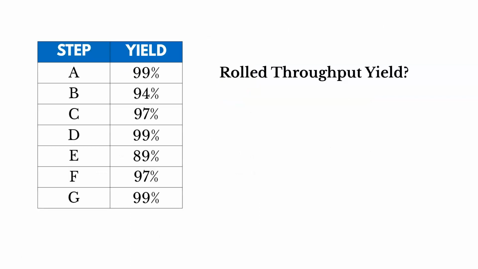Here's another example. Let's say we've got a process with 7 steps, and the individual yields for each process step. Feel free, if you'd like, to stop this video for a moment and try to calculate this. If we multiply these all together, in this case, our rolled throughput yield is going to be 76.3%. Remember, rolled throughput yield is always going to be less than the yields of individual process steps.